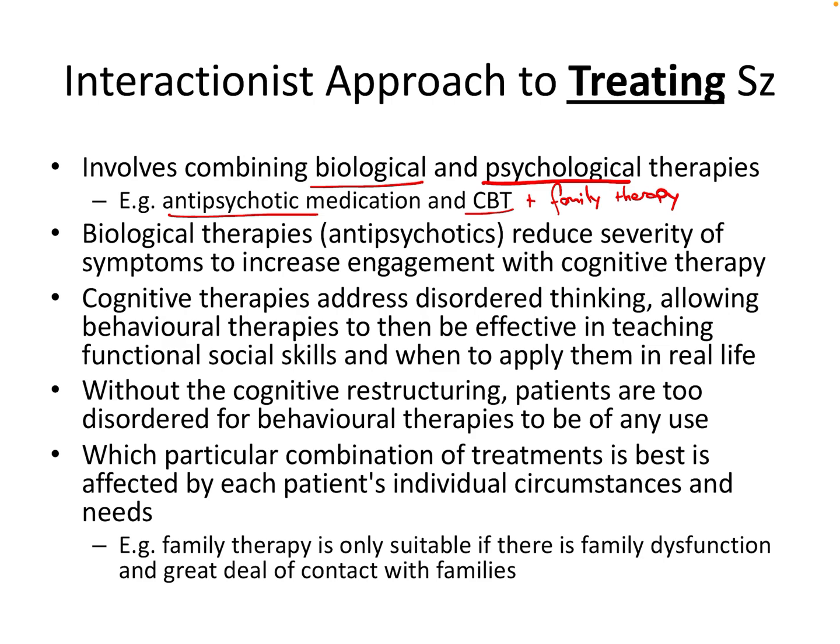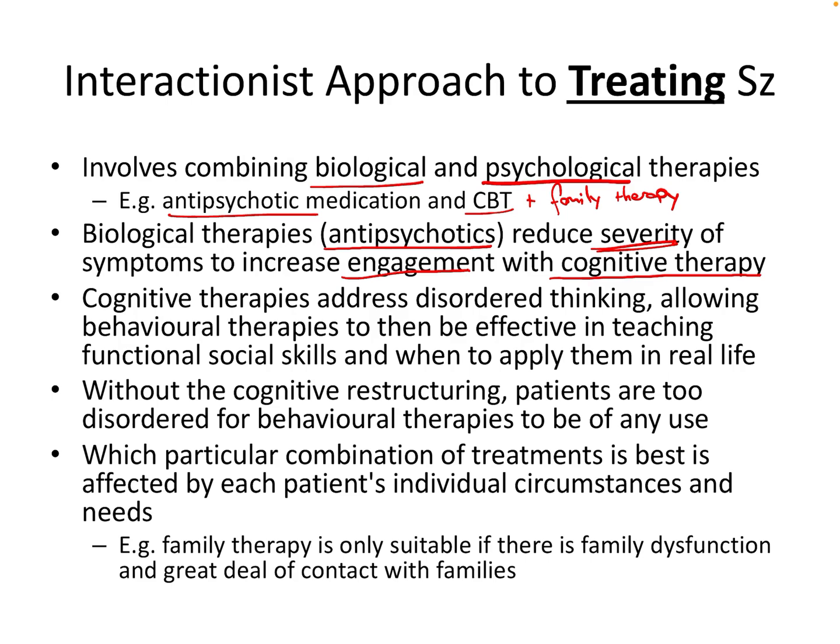So in terms of the biological therapies, here we're talking about antipsychotics, and we've looked at these in detail in the biological treatment section. So these therapies help reduce the severity of symptoms, and we know that this is really important because without the severity of symptoms being reduced, it means that people are unlikely to be able to fully engage successfully with cognitive therapies. So for example, if they're suffering from really severe delusions, then they're not going to be engaged in CBT. They're not going to be able to question and challenge their thoughts and really step outside their thoughts and think about them objectively, which is necessary for CBT to be effective.